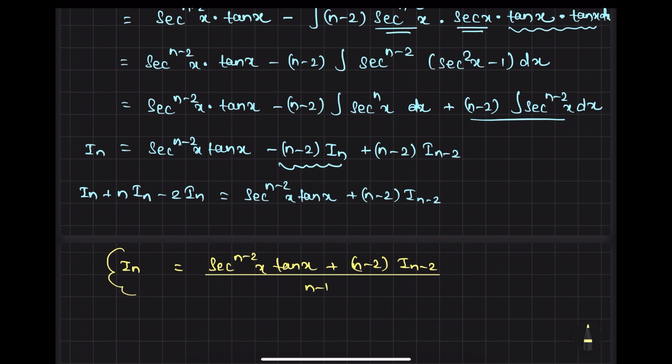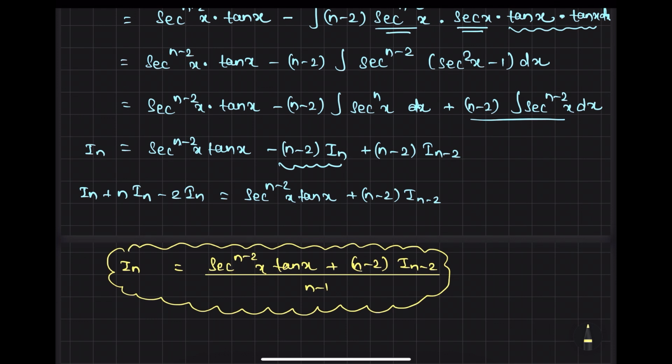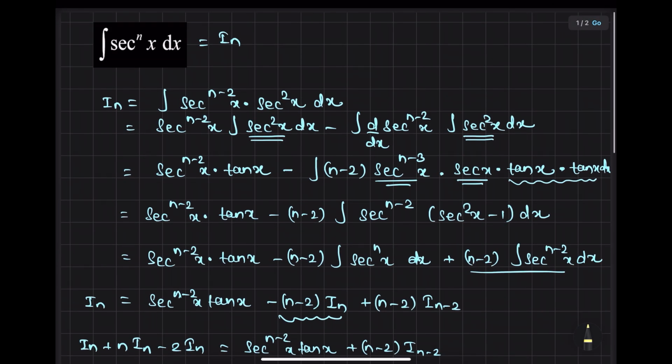I hope you got the idea, and from now onwards if you have sec power 5, 7, 9, 20, 25, 27, you can handle those situations as well. So the idea is if you handle sine and cos, take one thing outside. If you handle tan, cot, sec, you will take two things outside.